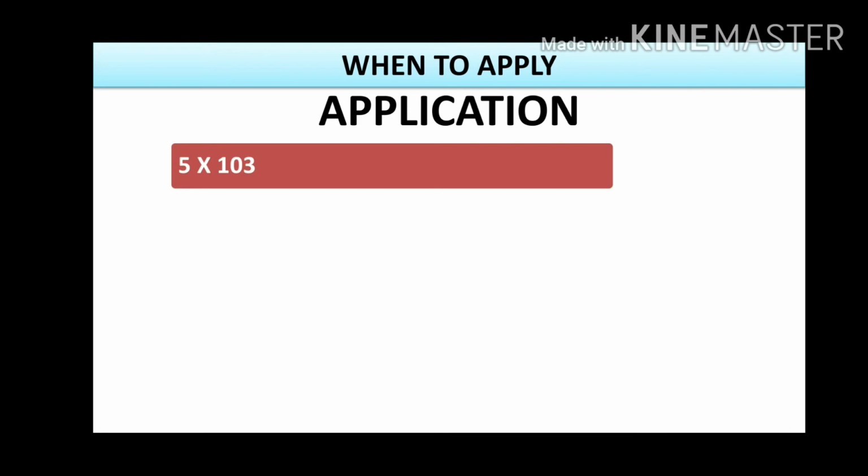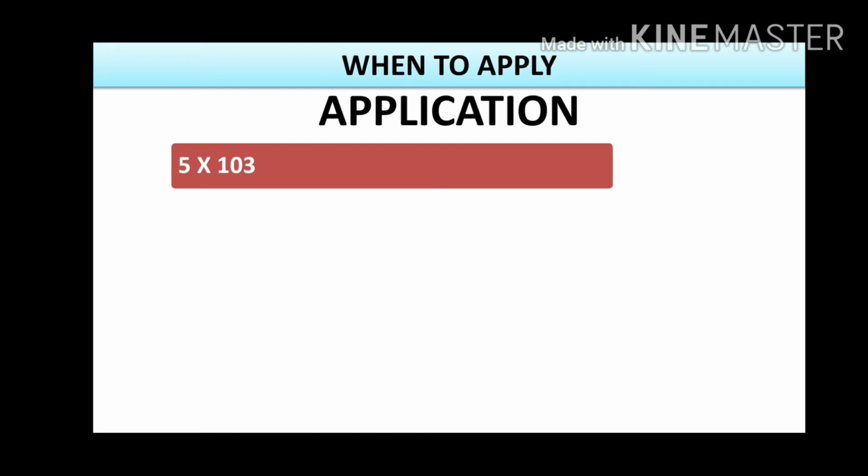Now see when to apply this rule. Now, we will follow it. Suppose we have 5 multiplied by 103. Yes, it can be multiplied directly, but if you are using this, it is the distributive property, it is very much helpful for larger calculations and in higher mathematics. So, you have to understand the concept behind it.